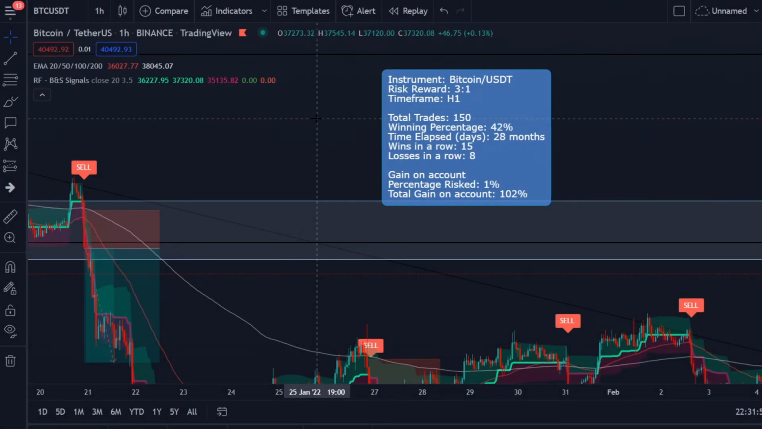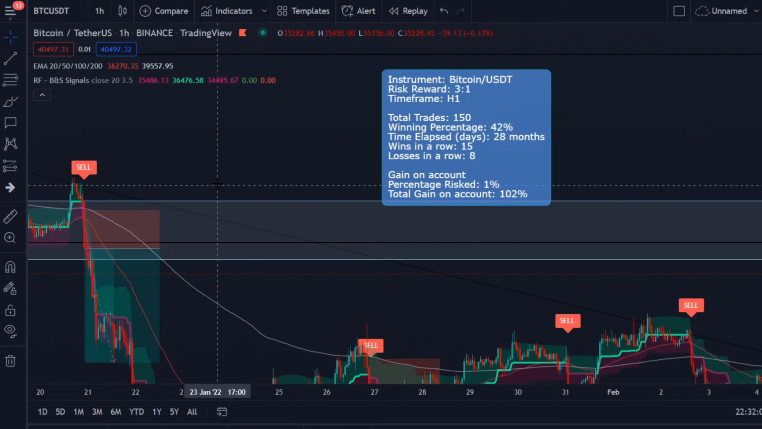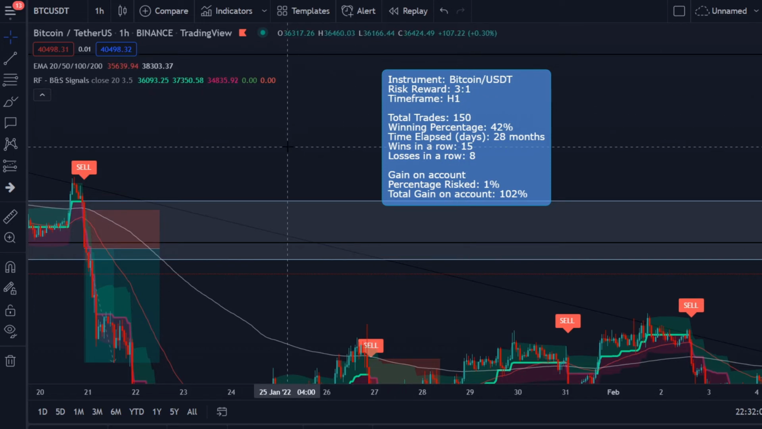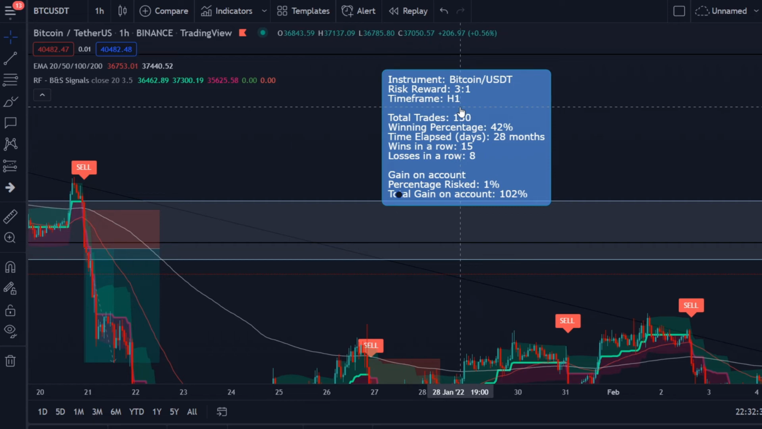We tested this trading strategy on the Bitcoin versus the USDT, and we used a risk reward of 3-to-1, which means that every 1% that we risk, we are looking for a take profit for our rewards of 3%, which also means that you can lose twice and win once. You will still make money. And we tested this trading strategy on the 1 hour time frame.